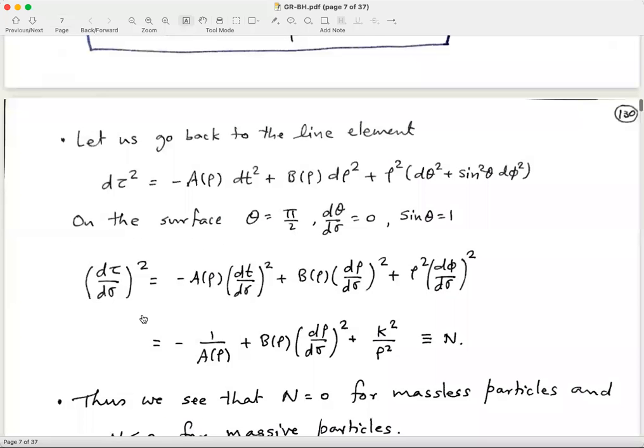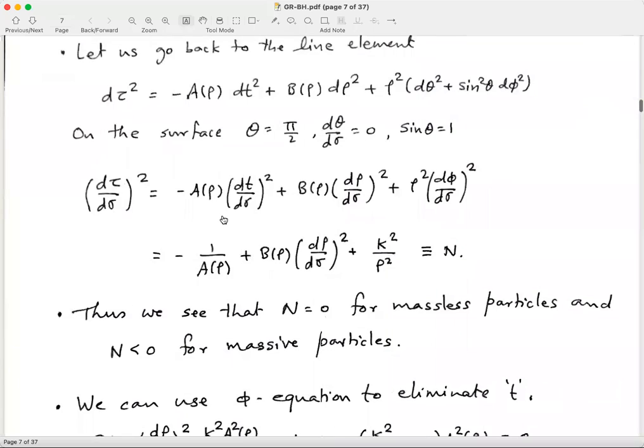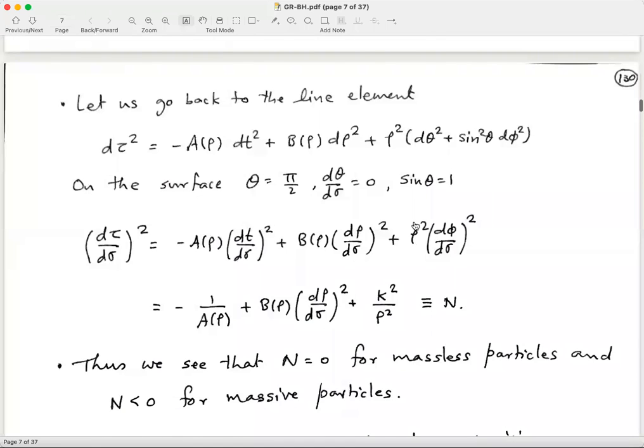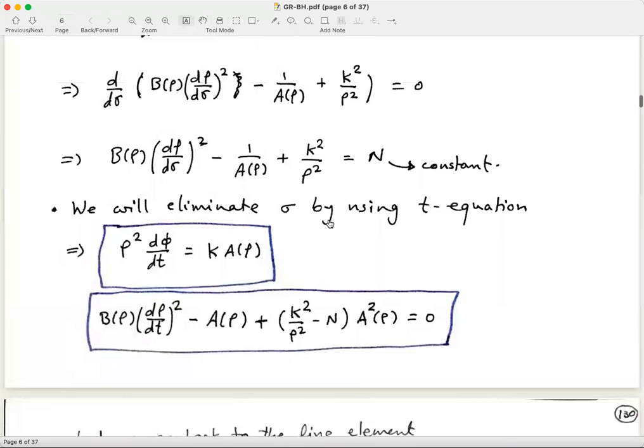The other thing that we noticed was that if we work on an equatorial plane, then the line element itself takes a form which is minus A of rho times dt by d sigma squared plus B of rho times d rho by d sigma squared plus rho squared times d phi by d sigma squared, which is precisely the same number n that we had looked at here, this quantity.